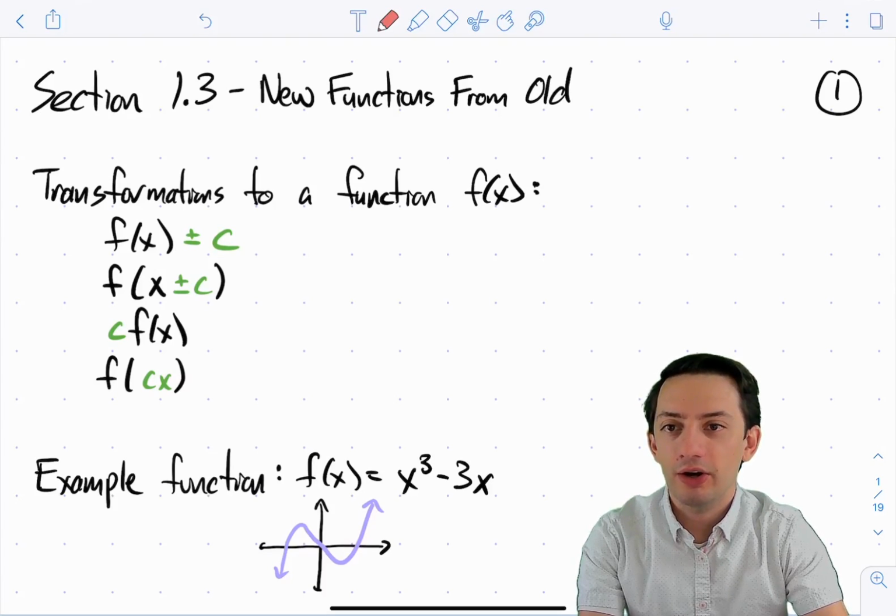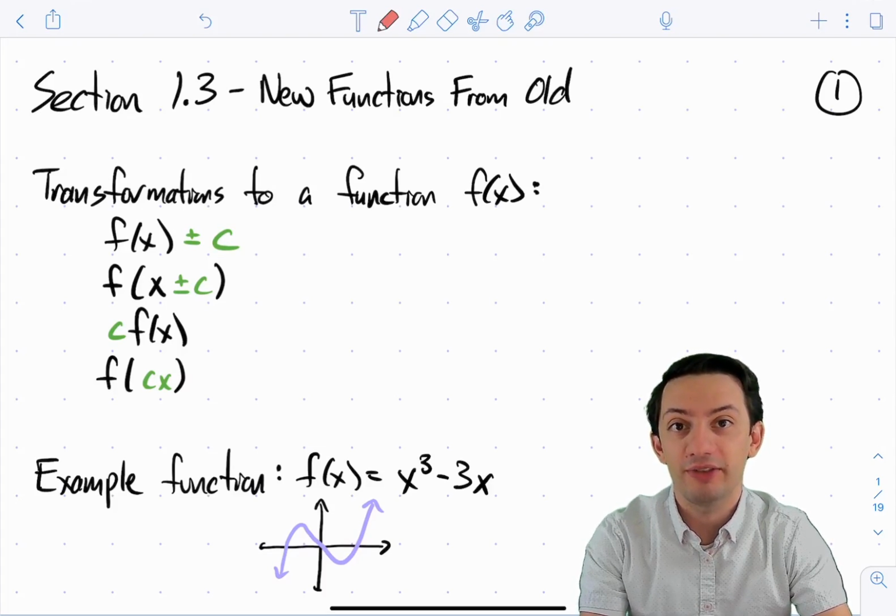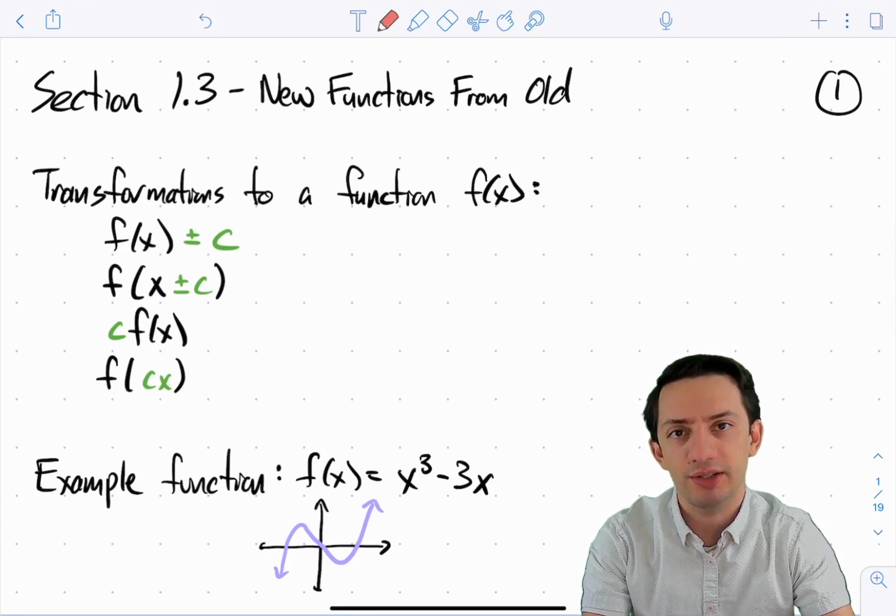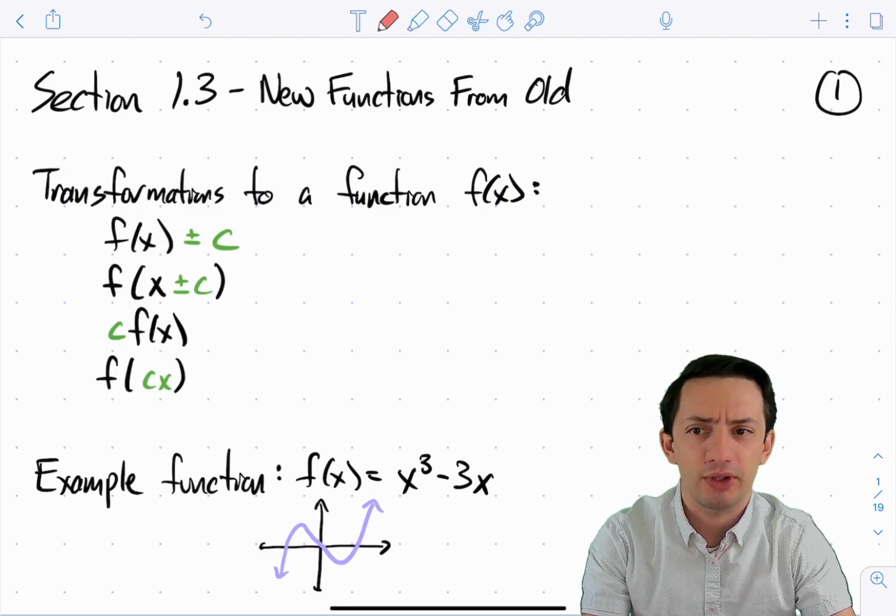Hey there, everyone. We are in section 1.3 of the textbook today, and this is called New Functions from Old. Now, this lecture is a little bit longer than the first two because it's got a lot of important content all jammed together, but this is, I think, a little bit easier than some of the other material. So there's a lot of it, but I think a lot of this you'll remember from pre-calculus.